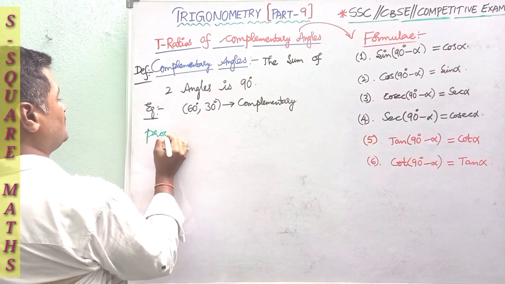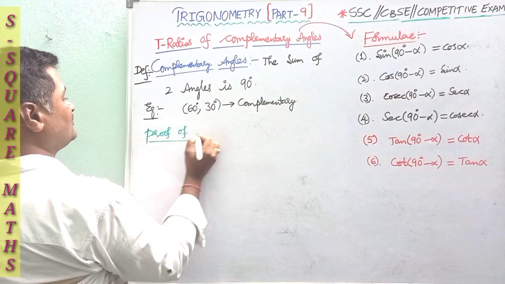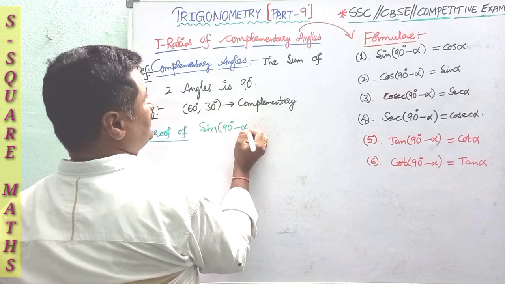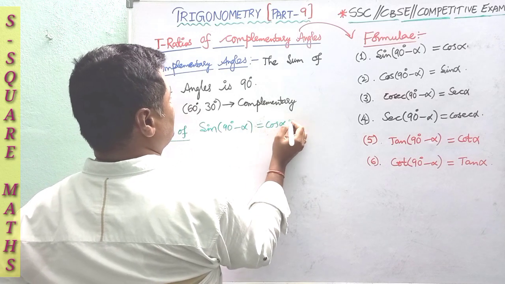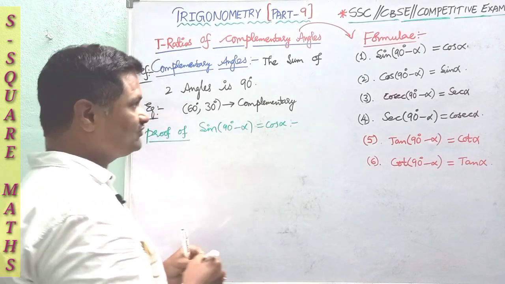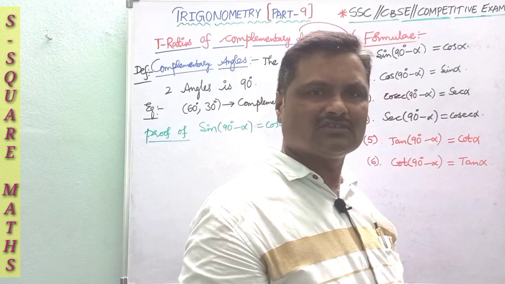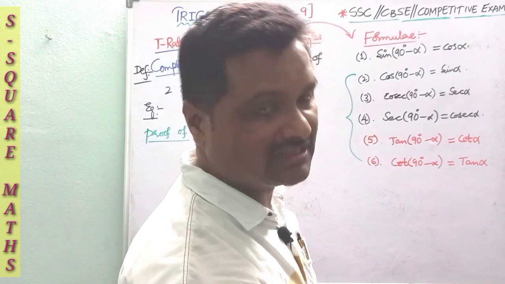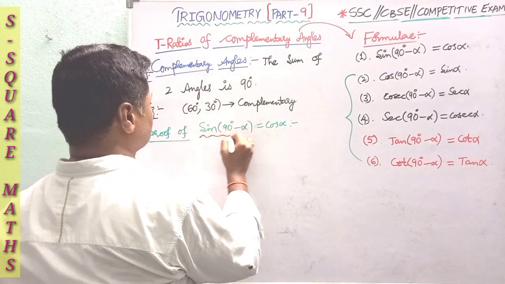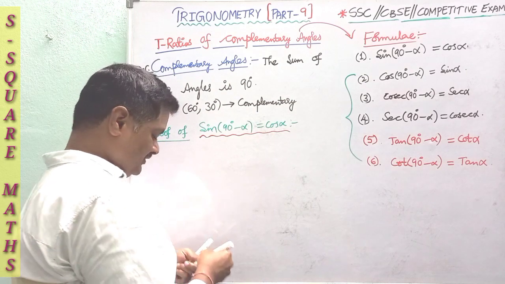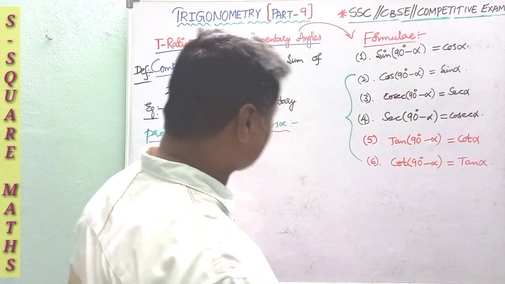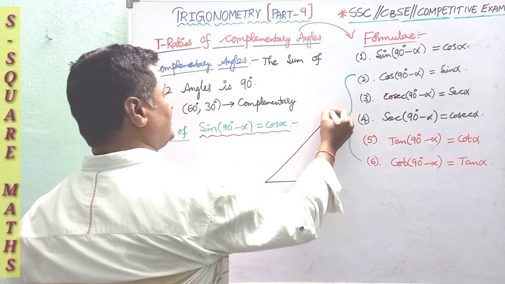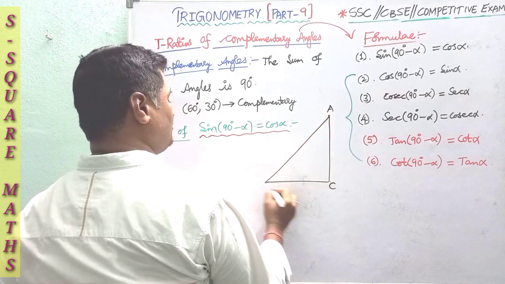So now, proof of sine of 90 degrees minus alpha is equal to cos alpha. Let us prove the first one, so that the remaining ones you will get the same way. So please concentrate here. This I am going to prove. In order to prove this one, consider a right angle triangle, say ACB.